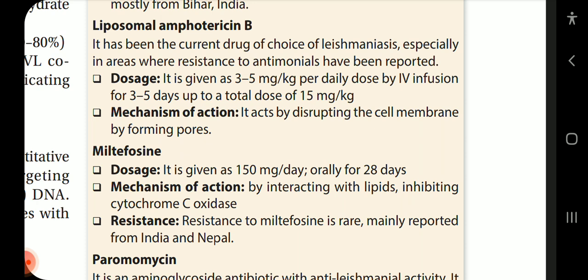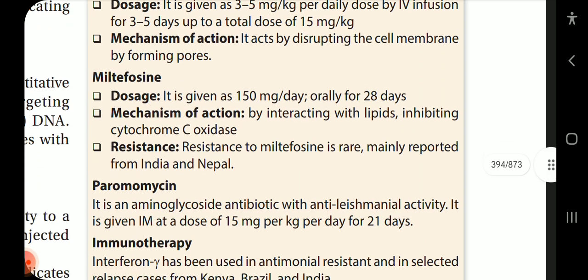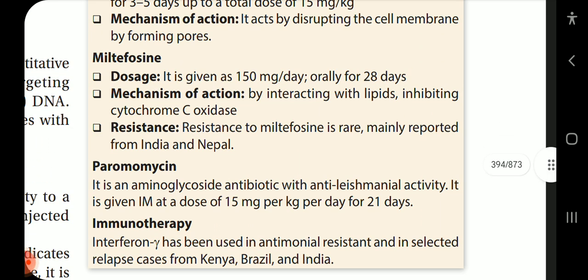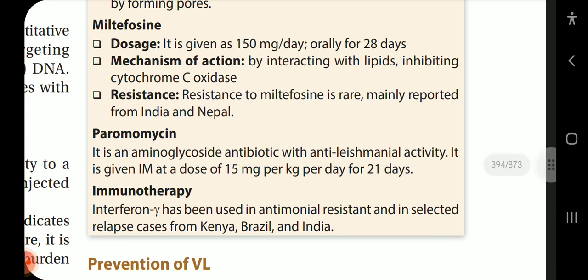to 5 days up to a total dose of 15 mg per kg. Mechanism of action: it acts by disrupting the cell membrane by forming pores. Miltefosine dosage is 150 mg per day orally for 28 days. Mechanism of action: by interacting with lipids and inhibiting cytochrome C oxidase. Resistance to miltefosine is rare, mainly reported from India and Nepal.